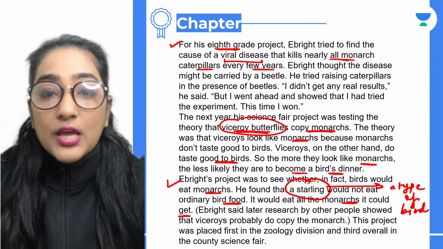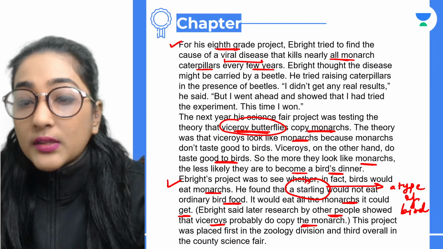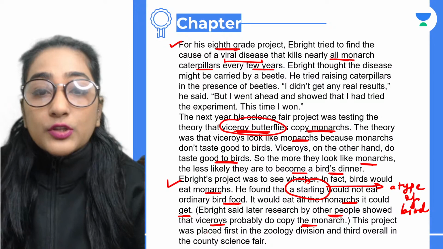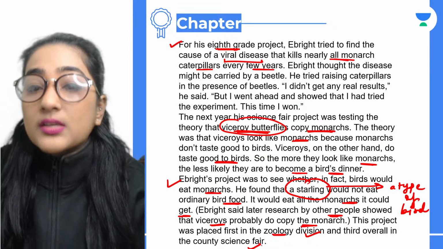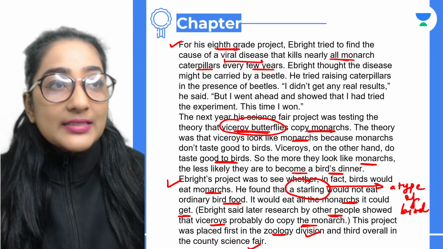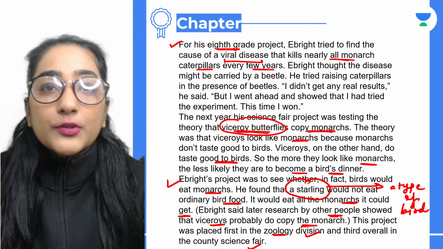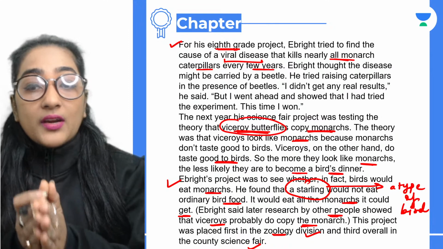So, Ebright said later research by other people showed that viceroys probably do copy the monarch. So viceroys used to be like monarchs. This project was first placed in the zoology division and third overall in the county science fair. It was dealing with birds and everything, so this particular project was placed in the zoology division. And this project won the third position in the county fair.